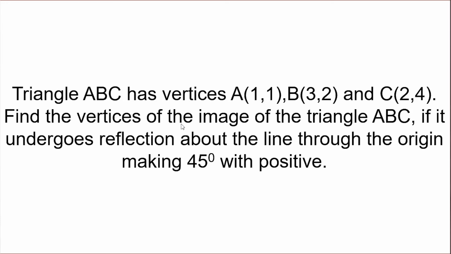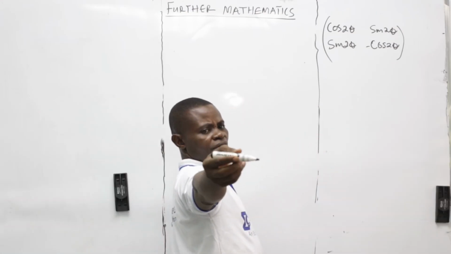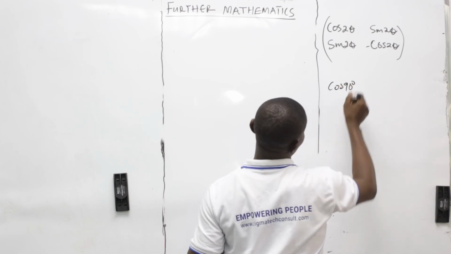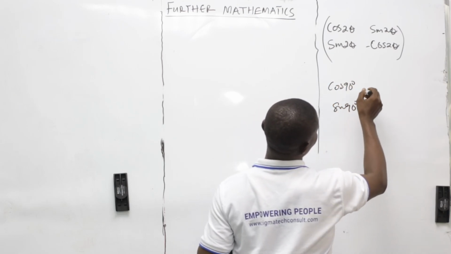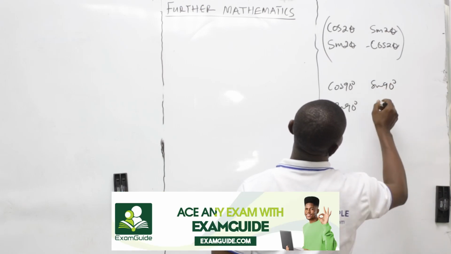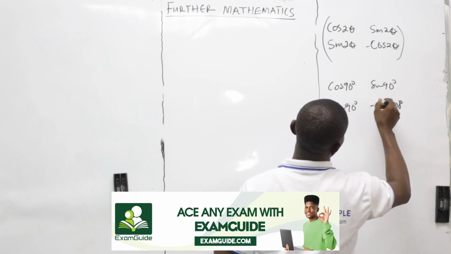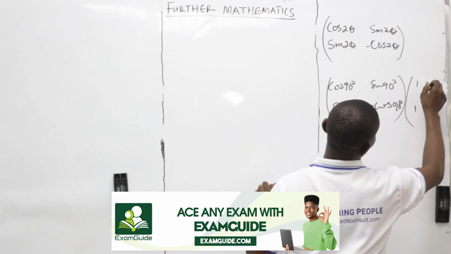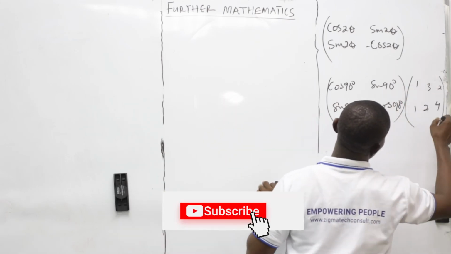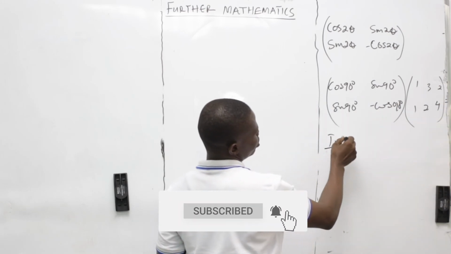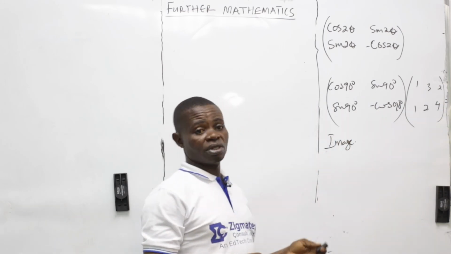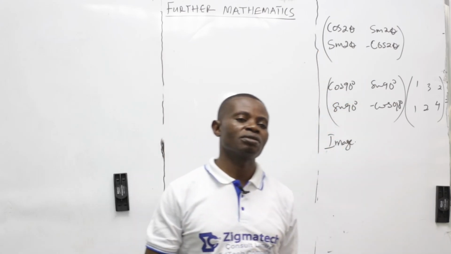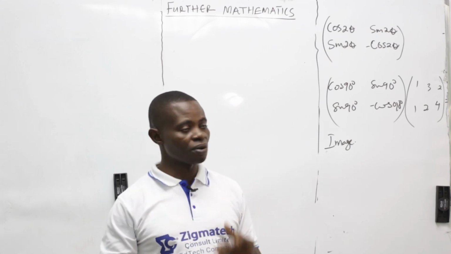Image. That is simple. Meaning that if the angle is 45 degrees, 2 theta, that is 2 times 45, is what? 90. So cos 90, sin 90, sin 90 again, minus cos 90 degrees, multiplied by our object. So our object, (1, 1), (3, 2), (2, 4), equals image. So that's all. That is reflection. It's just the same thing. The only difference is that we are using integration for reflection, and we're using differentiation for rotation.